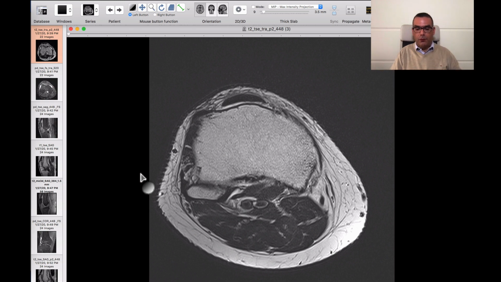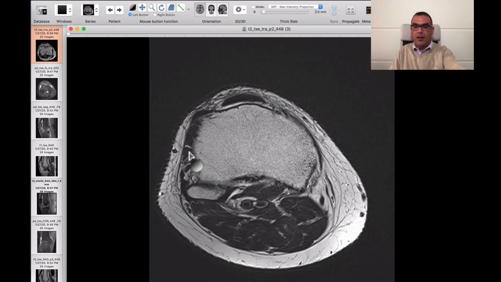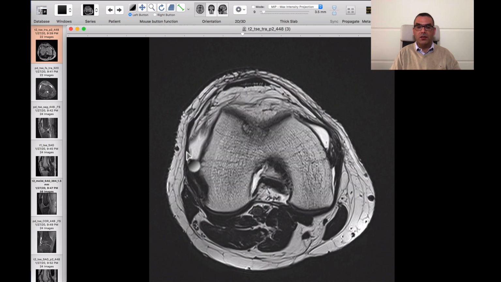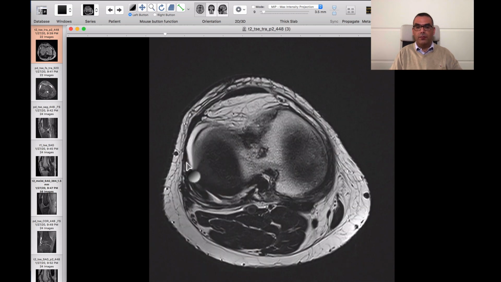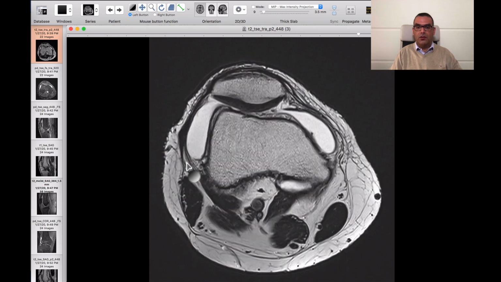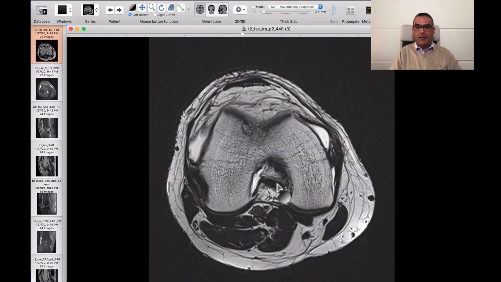So case number 4, this is a middle-aged man, and we will go sequence by sequence and then see what we can find and what to describe. So first of all, the retropatellar cartilage looks good. Now look at the site of the ACL attachment. Of course, in all the previous cases we saw the ACL was intact, the hypointense signal was preserved, and of course you can compare this to this case.